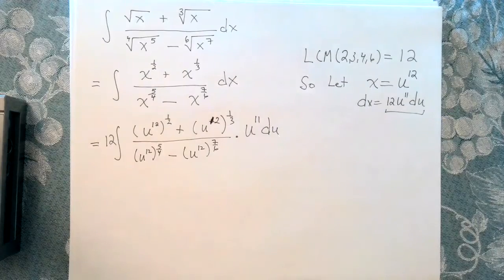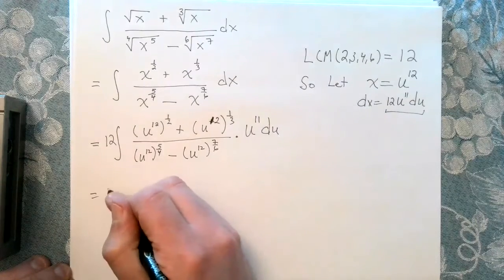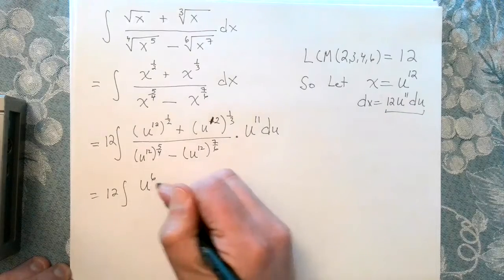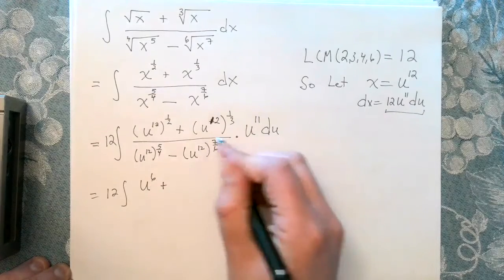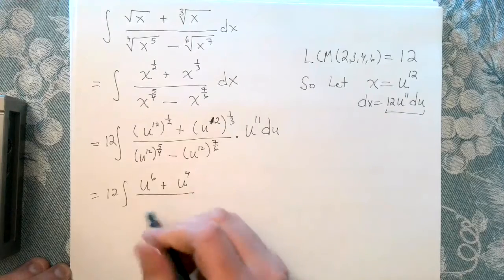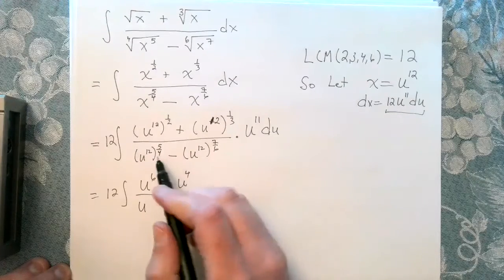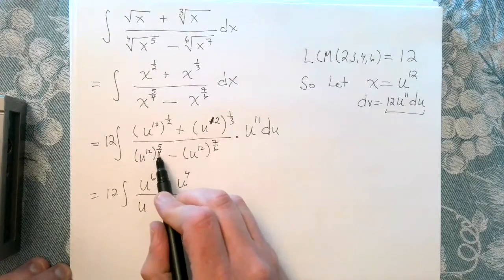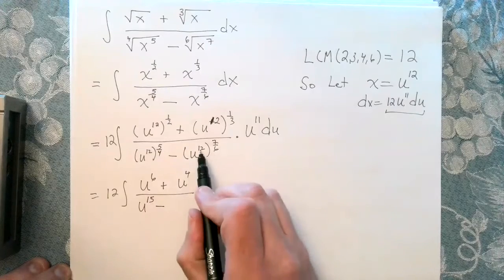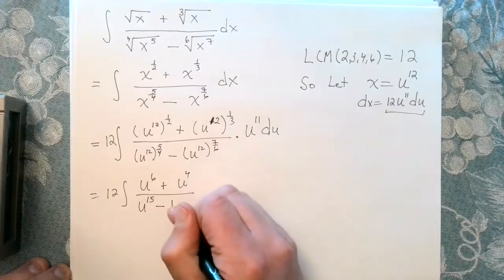All right. Let's see what we can do here. So this is 12. This will be, looks like u to the 6 plus 12 over 3. That'll be u to the 4th over, I believe this will be u to the 15th, right? So 12 over 4 is 3. 3 times 5 is 15. 12 over 6 is 2. 2 times 7 is 14.